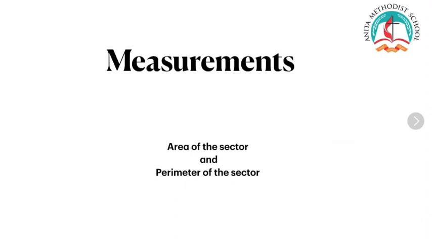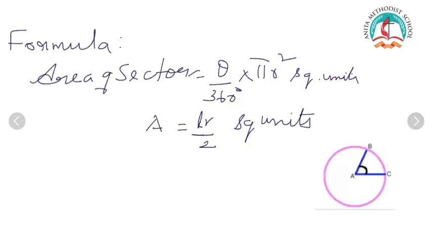Today we continue the same chapter, sector. Shall we recall the formula for the sector? Area of the sector when theta and the radius are given, we have to use the formula: area of the sector is equal to theta by 360 degree into pi r square units.